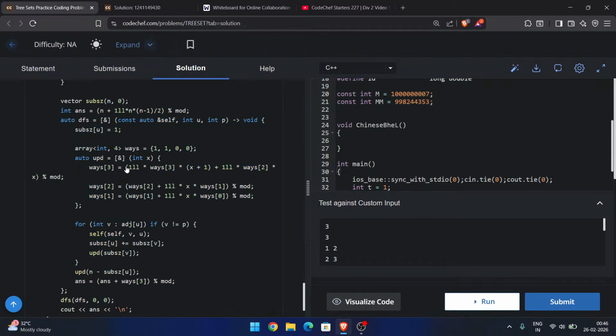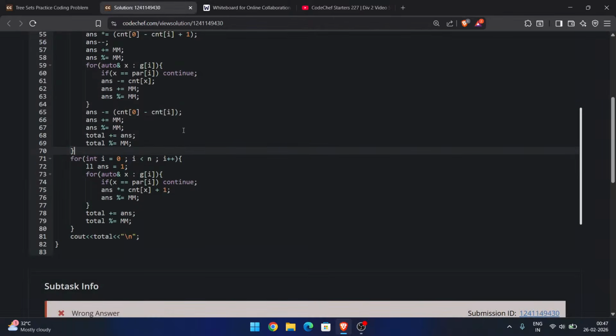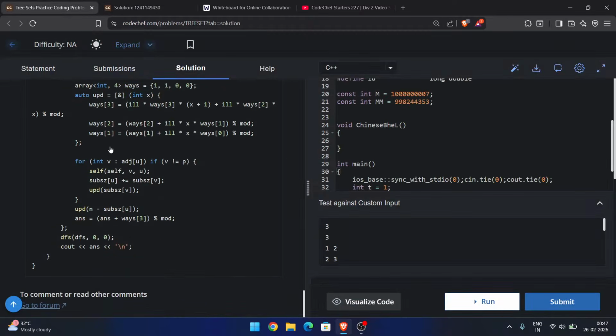In DFS, he's saying that the ways for choosing anything is zero. For choosing one, it is one. If we decide to choose this element itself, that is one and zero zero. Now he is updating his answer with every iteration. First he would iterate to this branch, then to this branch, then to this branch, then to this branch. So with every iteration he's updating the answer. So how is his answer updated?